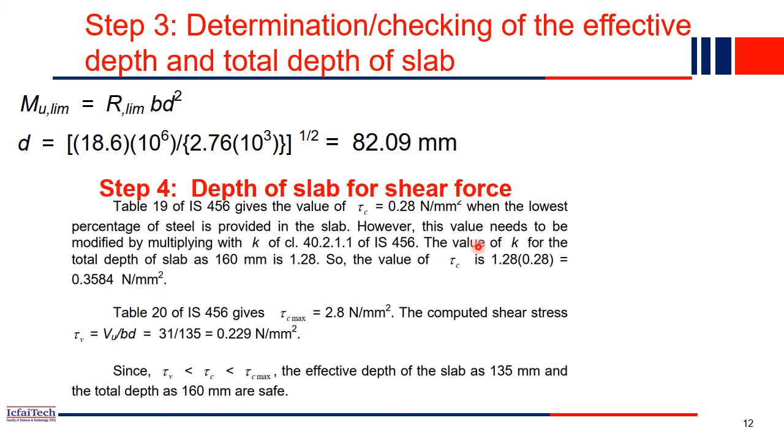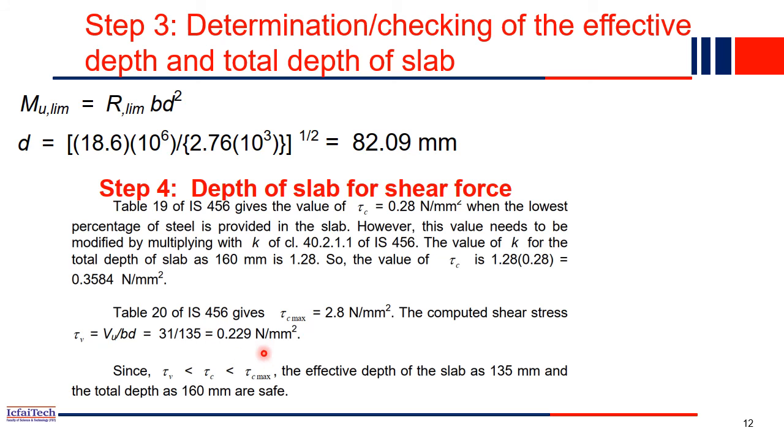The k value you have to compute, the same thing we discussed in the one way slab also. In clause 40.2.1 we got the k value. Here our k value for the 160 mm depth is 1.28, right? So from this we get tau c. So this is our tau c now. And how much Vu is applied, as in table 20? The shear stress tau v will be Vu by bd. Already we computed it, 31 by bd, and you will get 0.229 Newton per mm square.